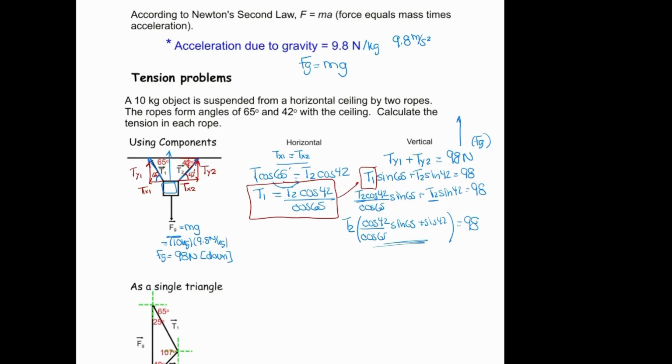Rearrange and solve for T2. Remember, all of this is just a number. I can plug that into my calculator. All of that is just a number. So when we do all of that math, the tension in rope 2 is equal to 43 newtons.